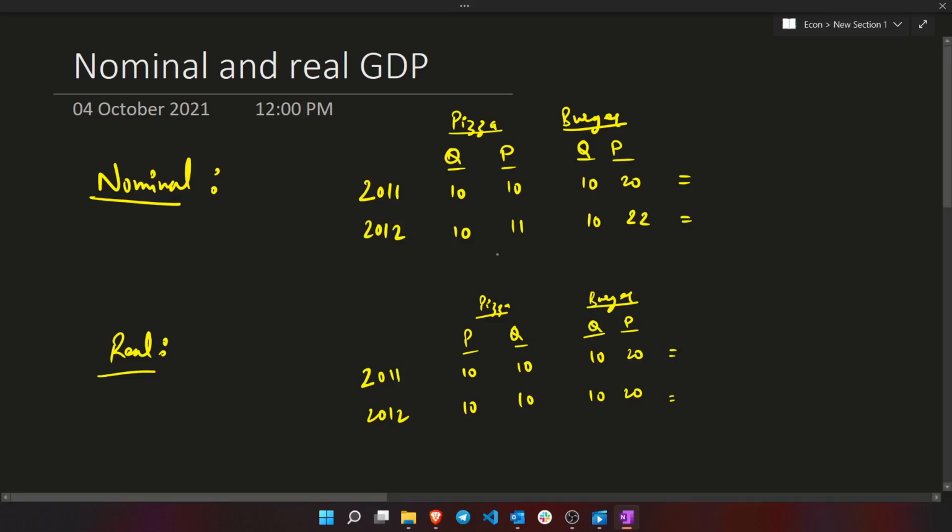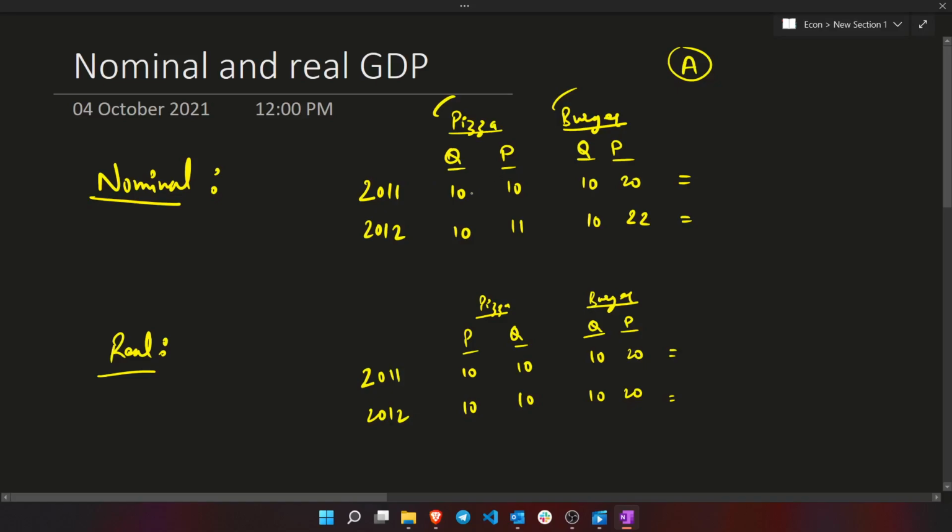Basically we are going to talk about two different kinds of products, burger and pizza. So let's say a country A, it could be A, B, C, whatever. Country A produces two different kinds of products in a year, pizza and burger, and then we have the years 2011 and 2012.